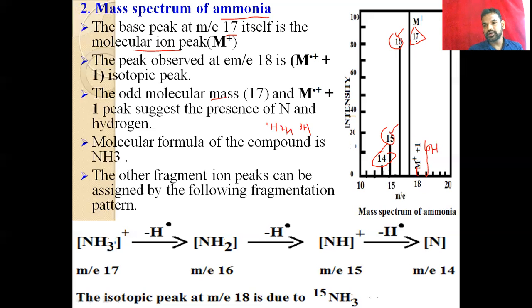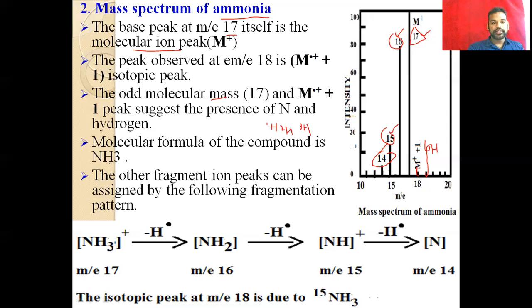molecular ion peak of 17 tells us there is an odd number of nitrogen. So from these two, we can say there is maybe nitrogen and hydrogen in the mass spectrum, and the molecular formula of the compound is NH3.